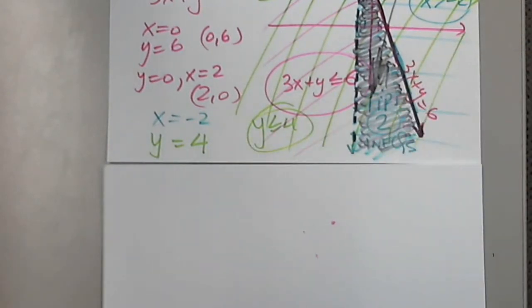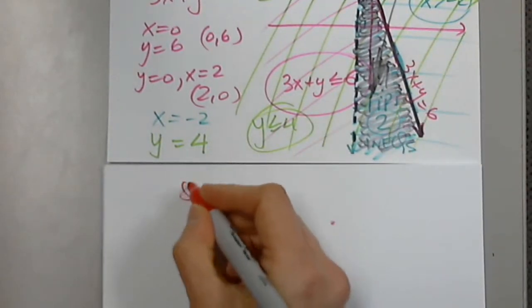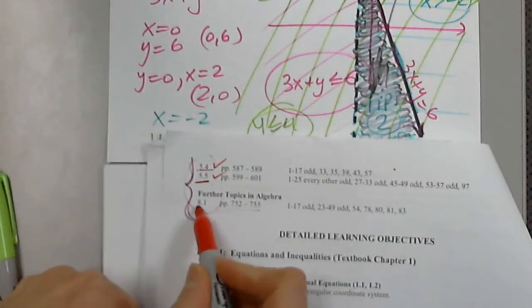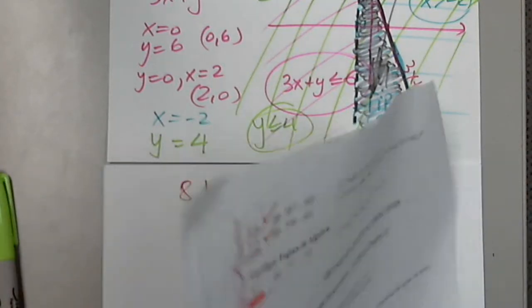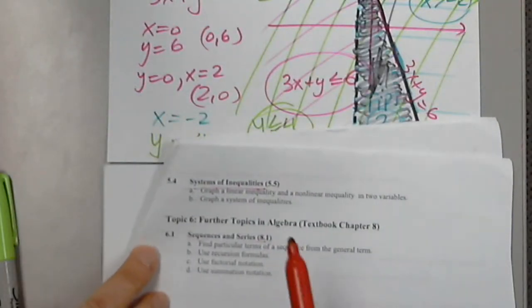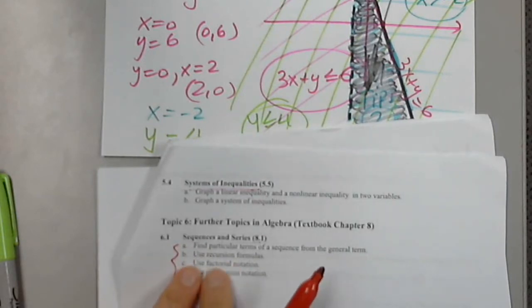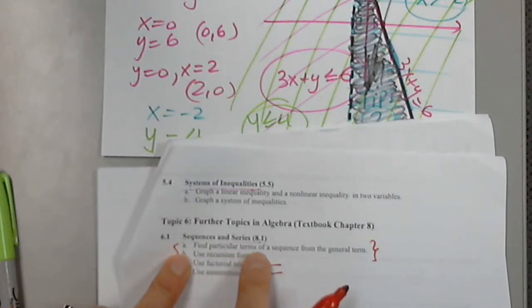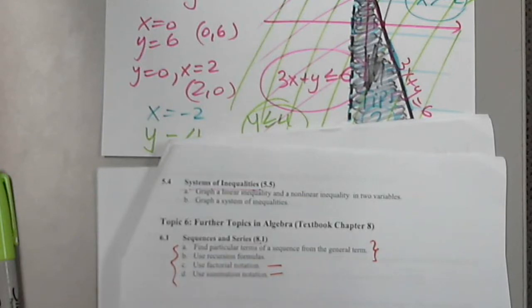Last section, and no more new material after this section. 8.1, Sequences and summation notation. So this is the last section, 8.1. It's exactly these four topics. I'm going to start with the factorial notation. I'm going to continue with the summation notation, and then I'm going to show you finding particular terms of a sequence and using recursion formulas to find the same thing.